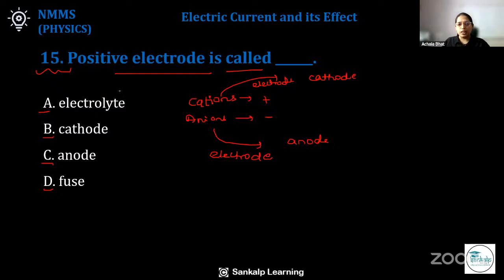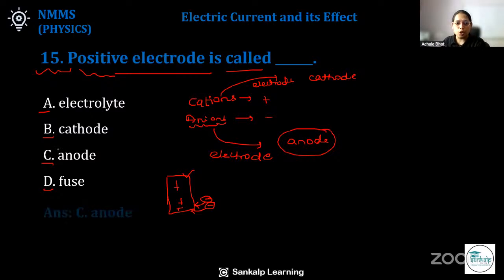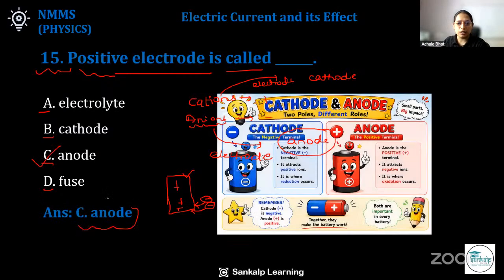Now, here, positive electrode means that electrode attracts which type of ion? Negative ion. See, if this is positive electrode, it attracts, yes, negative charges, which means anions. Electrode that attracts anions is called anode. Option C is correct. Anode. Anode is the positive terminal. It attracts negative ions. It is where oxidation occurs.